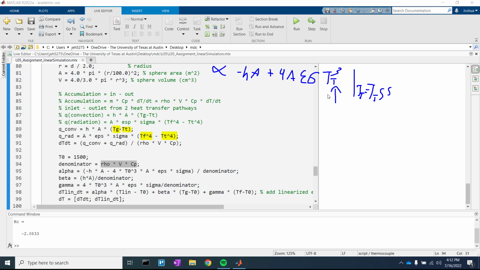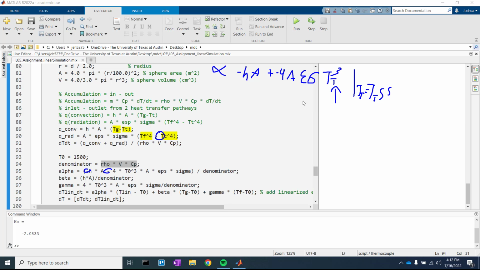So that's 1500 right here. So that's going to be, let's check right here. H times A, we have that, time minus, because these are both minuses. This right here should have been a minus, because right here it's a minus. Either way, we have 2 minuses right here, 4 t naught to the third is what I was talking about, times A, times epsilon, times sigma.